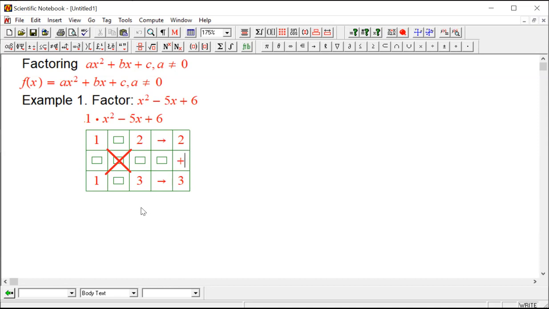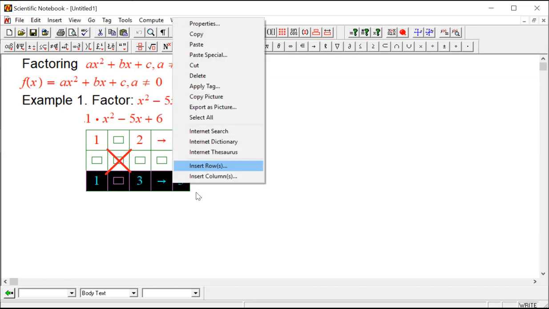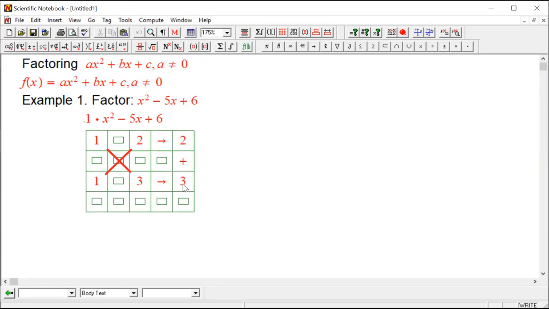When we add these two numbers, I'm going to put the sum in the last row: 2 plus 3 is 5. Our goal is to match 5 with the number in front of x. 5 certainly does not match -5. So if this match doesn't work, we have to redo the whole thing.